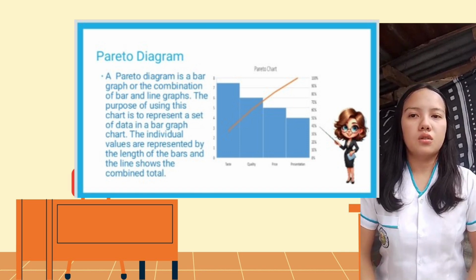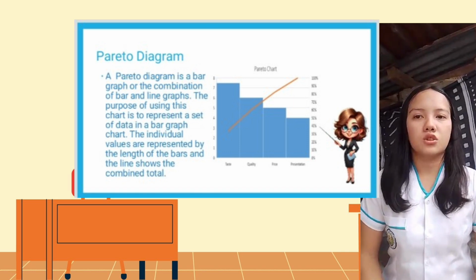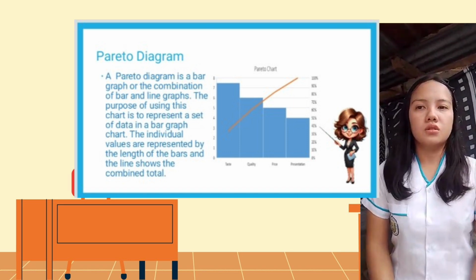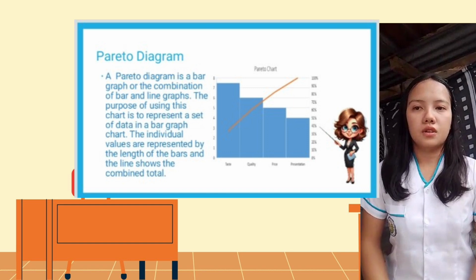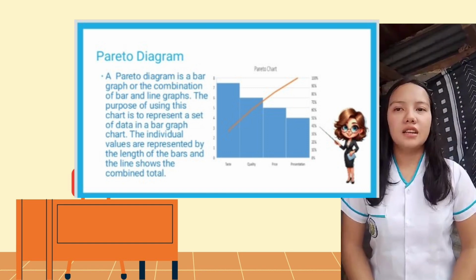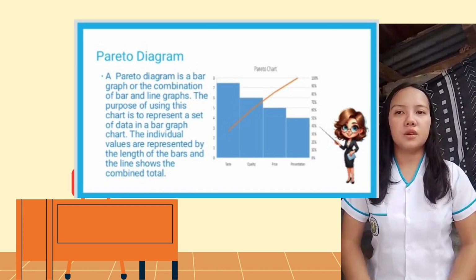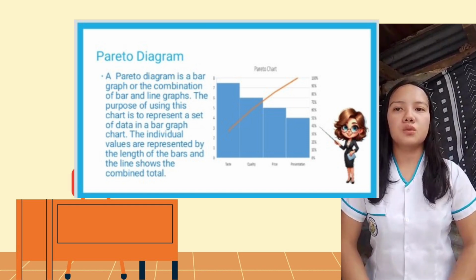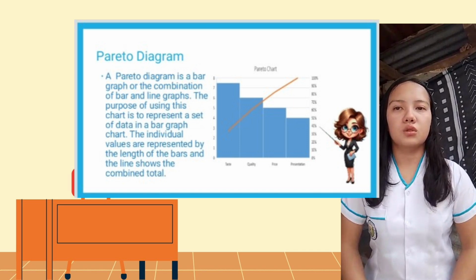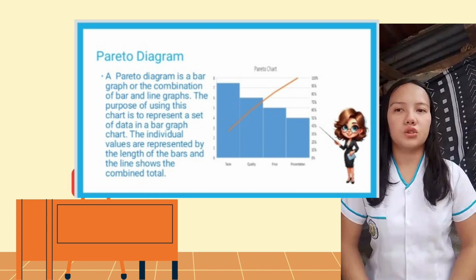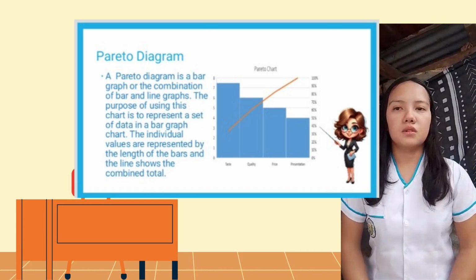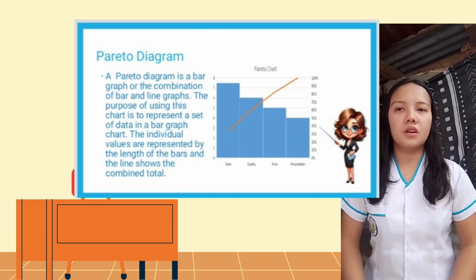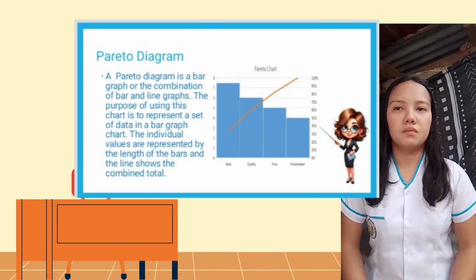The bars are always arranged from the tallest to shortest, highlighting the most significant factors first. The line graph shows the cumulative frequency, helping you visualize the percentage of the total represented by each factor. The Pareto principle suggests that focusing on the few most significant factors can have the biggest impact on addressing the problem. Here's an example Pareto diagram.